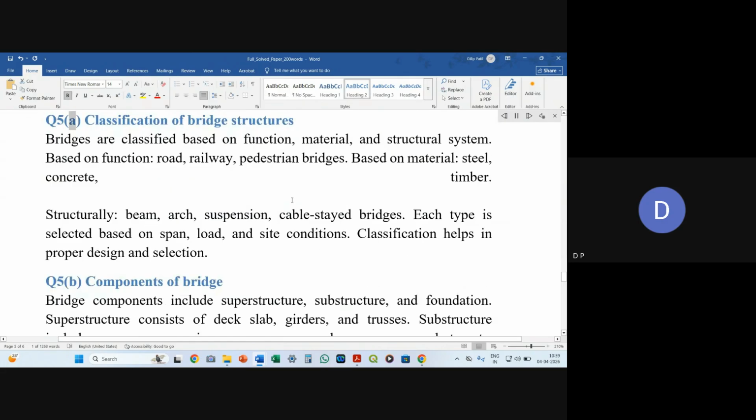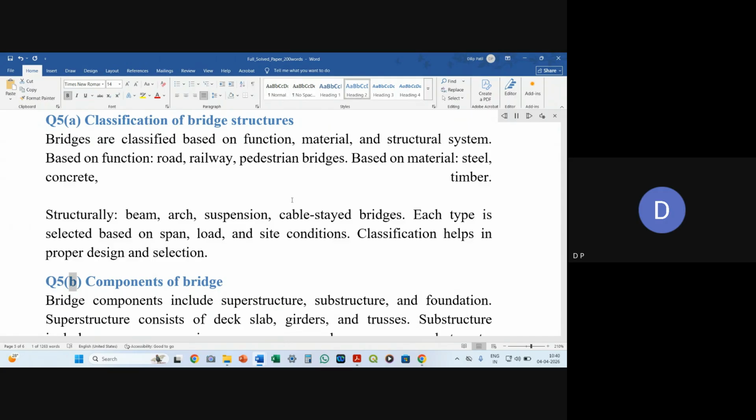Q5. A. Classification of bridge structures. Bridges are classified based on function, material, and structural system. Based on function: road, railway, pedestrian bridges. Based on material: steel, concrete, timber. Structurally: beam, arch, suspension, cable-stayed bridges. Each type is selected based on span, load, and site conditions. Classification helps in proper design and selection.